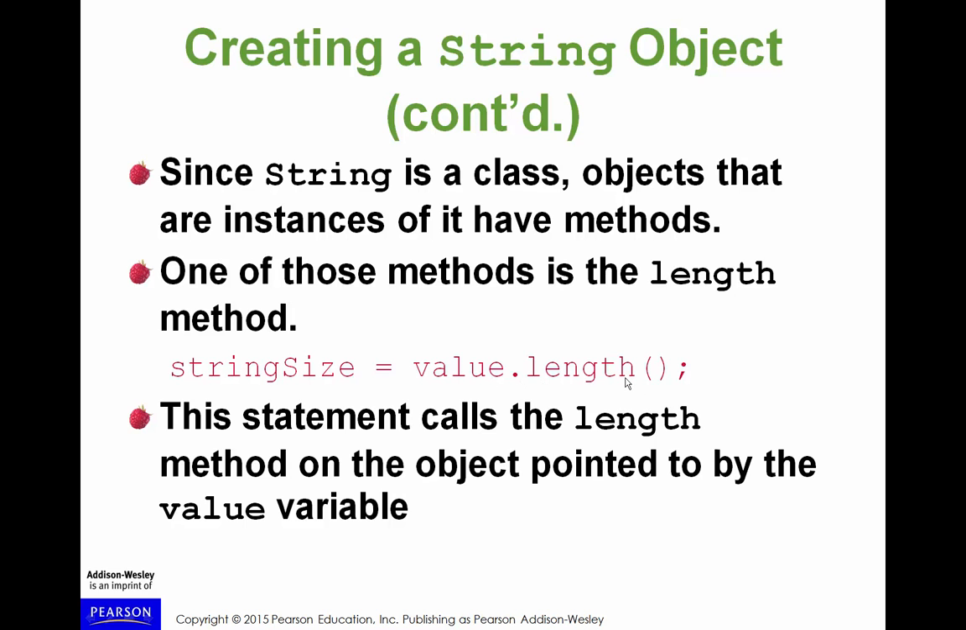So in other words, every time you create a string, it's an object, and that object has a length method in it. You never see the length method because you didn't write the string class. But by creating a string object, you have access to the length method. And when you call the length method, it returns a number. So the integer that it returns can be assigned into another variable if you want. It can be printed to the screen.